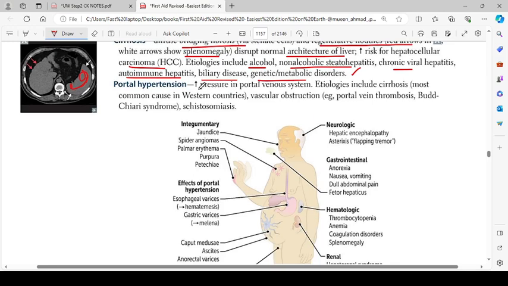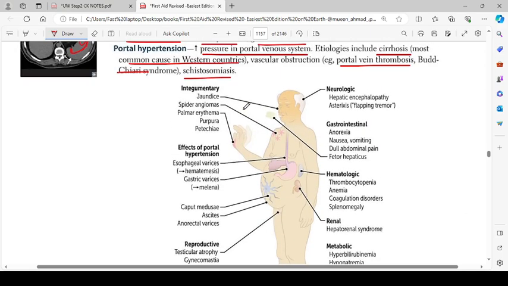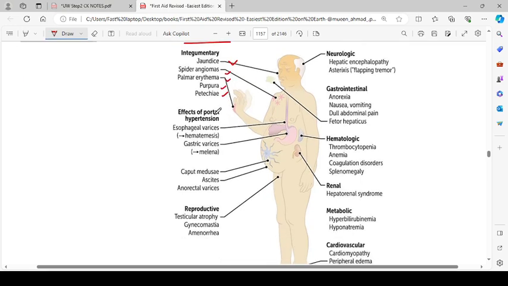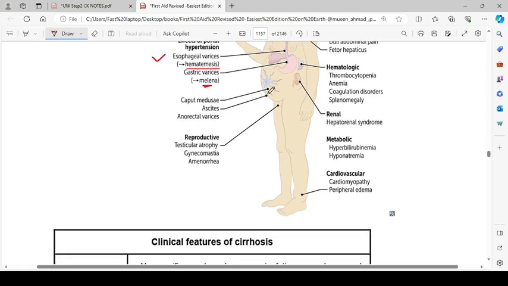Portal hypertension causes increased pressure in the portal venous system. Etiologies include cirrhosis, the most common cause in Western countries, vascular obstruction, for example, portal vein thrombosis and Budd-Chiari syndrome, and schistosomiasis. So these are the manifestations depicted in this diagram. In the integumentary system, in the skin, we'll find jaundice, spider angiomas, palmar erythema, purpura, and petechiae. Effects of portal hypertension include esophageal varices that will result in hematemesis, gastric varices that will result in melena, then caput medusae, ascites and anorectal varices.